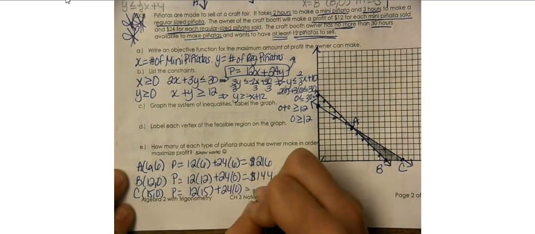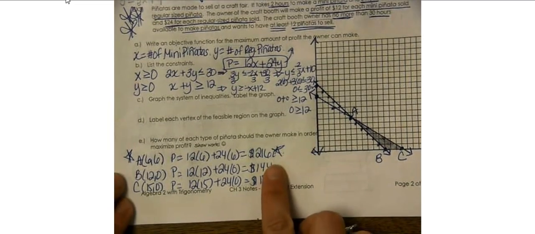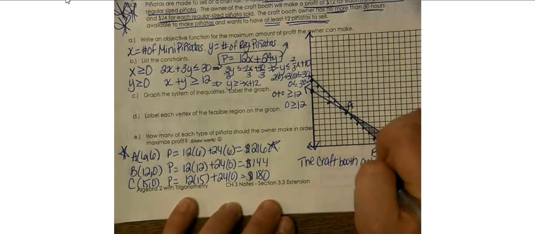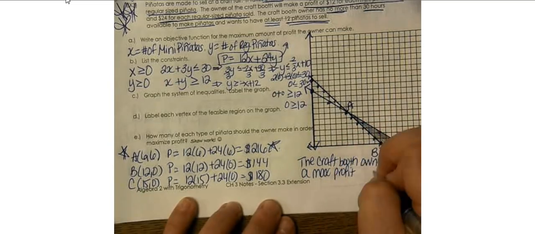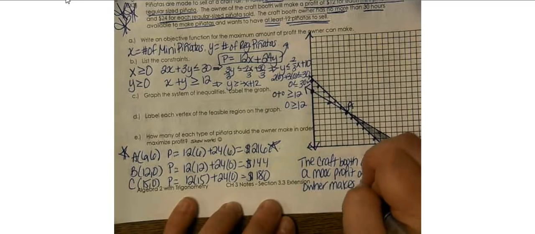So I'm going to write a statement. The craft booth owner will make a maximum profit of $216 only if the owner makes 6 mini and 6 regular piñatas. And that is your answer, as well as the end of this video.